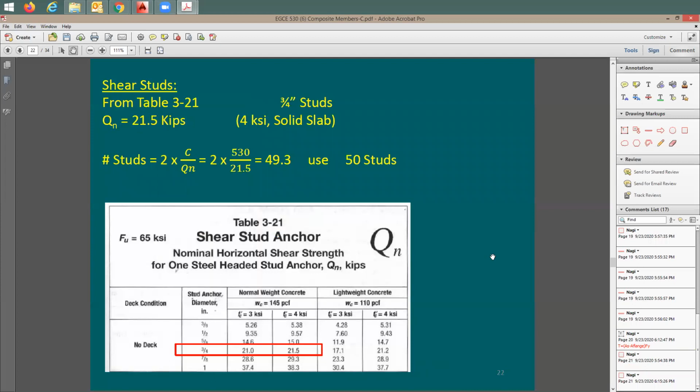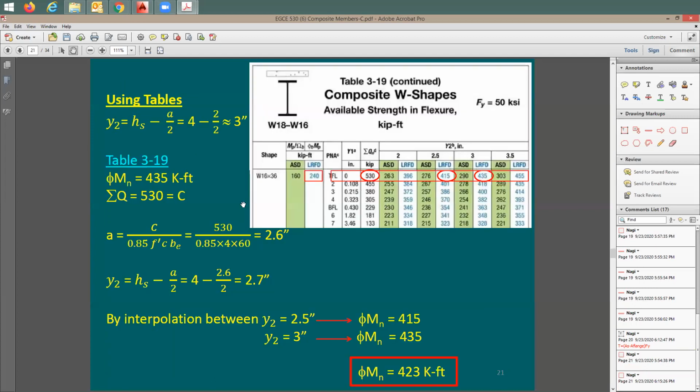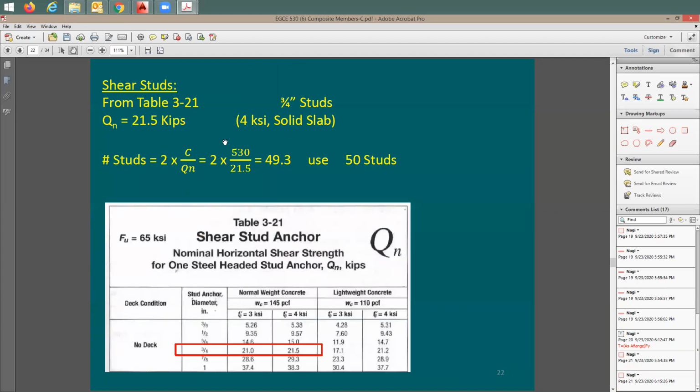Now the shear studs. I'm going to go back here. Now I'd like to do full composite, right? In this example, I was doing full composite, which means I need to take this 530 kips and design the studs for it. All right, now I have 530 kips. I'm going to go with a 3/4 inch stud. The capacity here is 21.5. The total number of studs throughout the entire beam is going to be equal to 2 times the 530 kips divided by the stud capacity, 21.5. Now I have a total of 50 studs to be used throughout the entire beam.